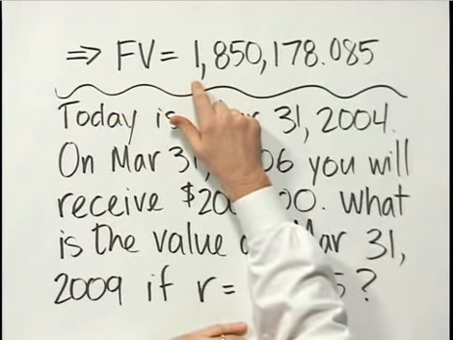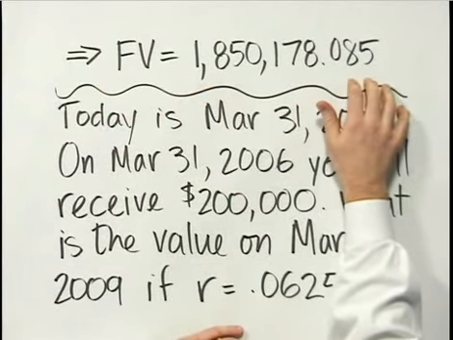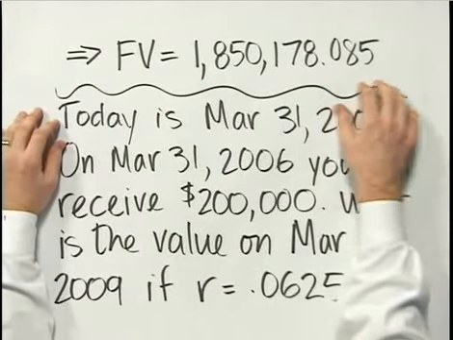So let's look and see how that calculation came out. I got that the future value was equal to $1,850,178.85 and 0.085 cents. Let's go to another problem.